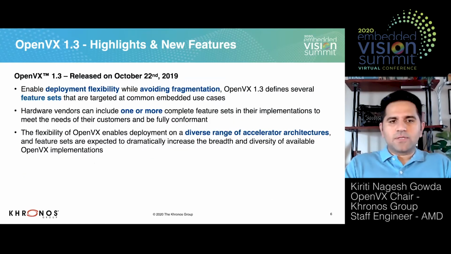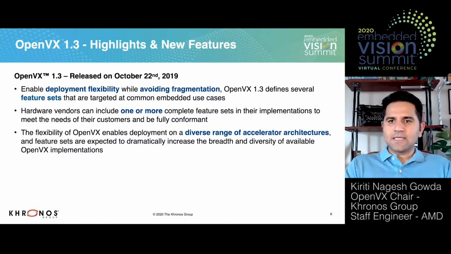And OpenVX 1.3, we just released it in October 2019. The main reason for getting out 1.3 was deployment flexibility and avoiding fragmentation. As and when an API grows with functionality, there are functions which people are interested in, and forcing them to develop all the applications in one big library would make it difficult for them.